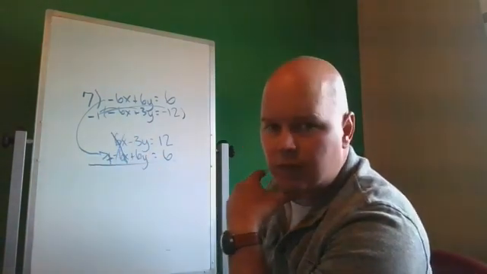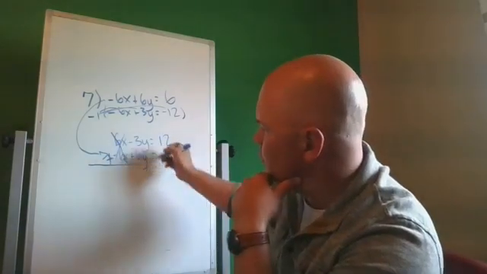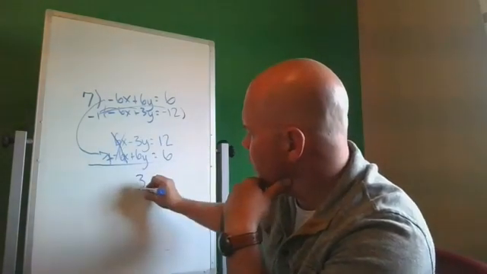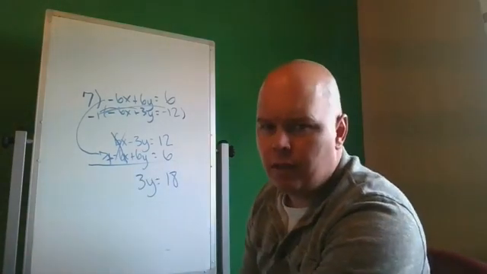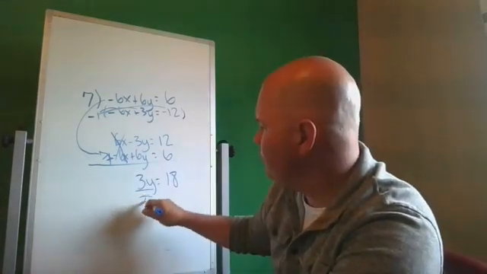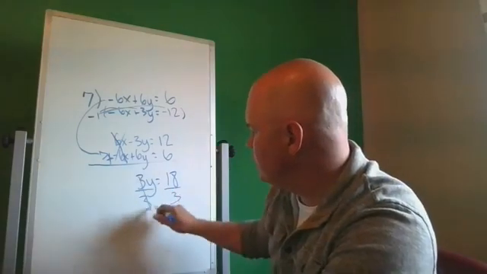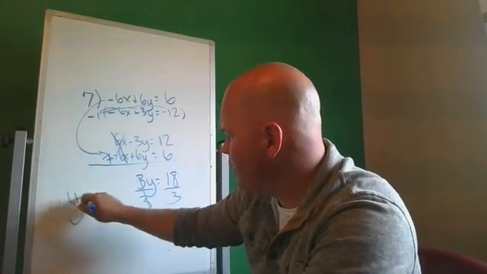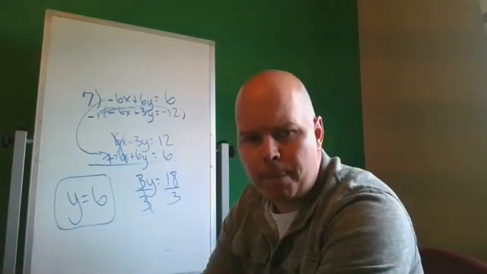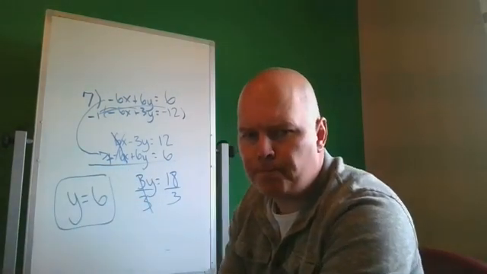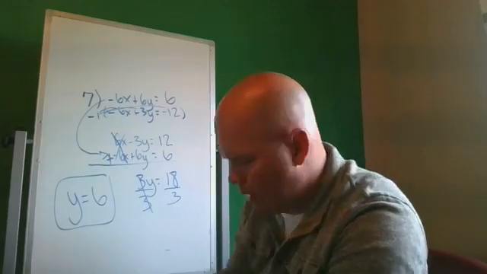Now I just combine everything for step 2. -3y plus 6y is a positive 3y equals 18. And then I just finish by dividing. That goes away, and I'm left with y equal to 6. Okay? Not too bad. All right.